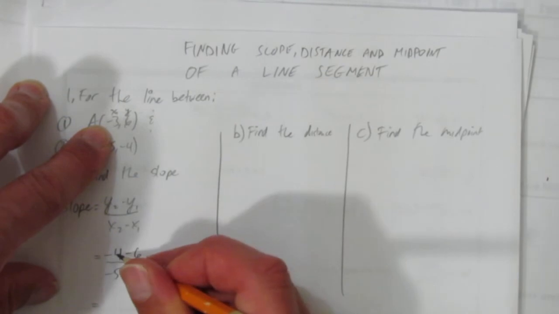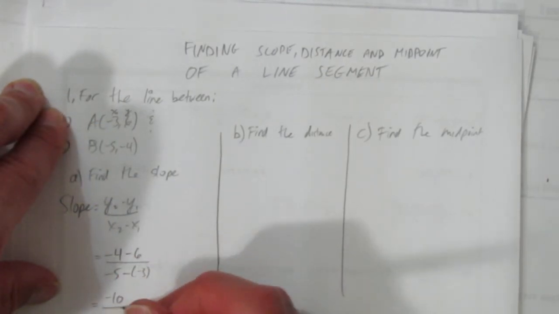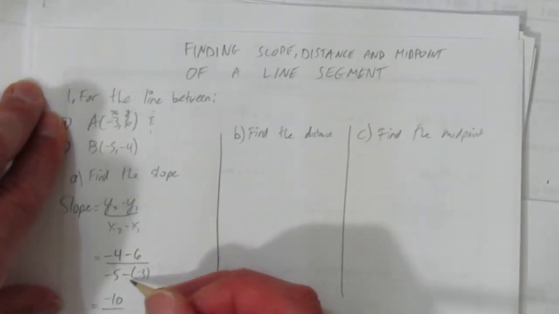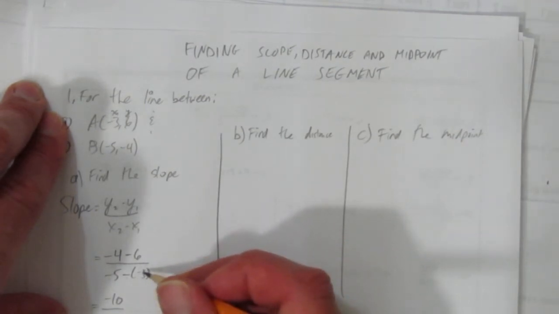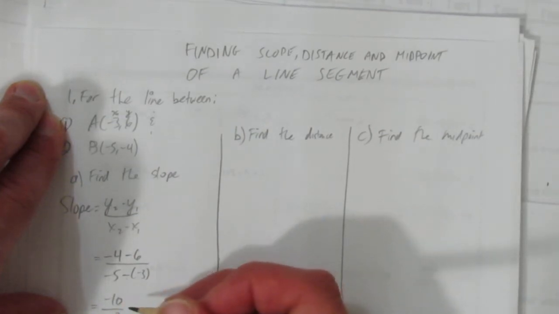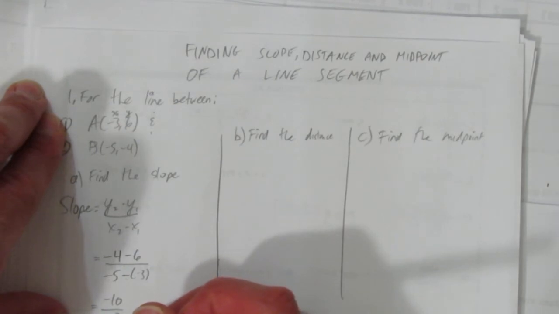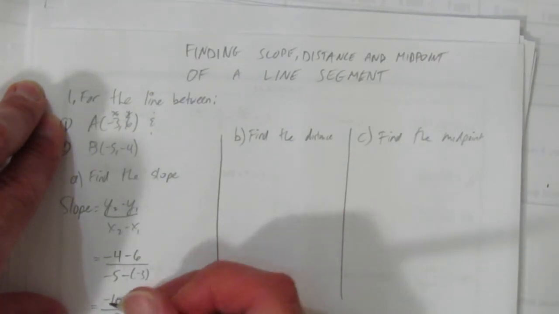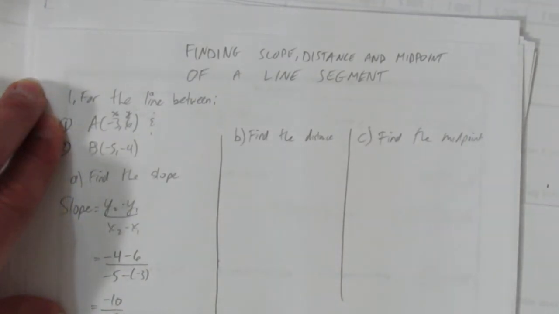So you get -4 minus 6, which is -10, over -5 minus -3. Minus a minus is a plus, so this is -5 plus 3. You can do it on a calculator, no judgments. Either way, you're going to get -2. And finally, if you have a fraction that divides nicely, like -10 divided by -2, you can do it either on your calculator or in your head. That's 5. Notice it's positive because negative divided by negative is positive. We've got the slope.